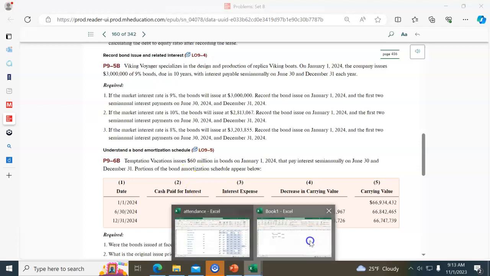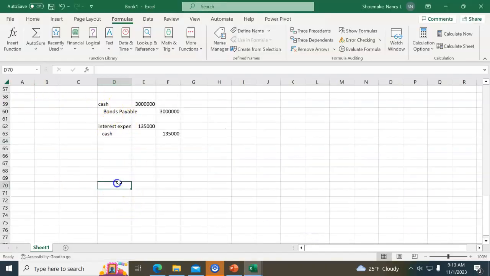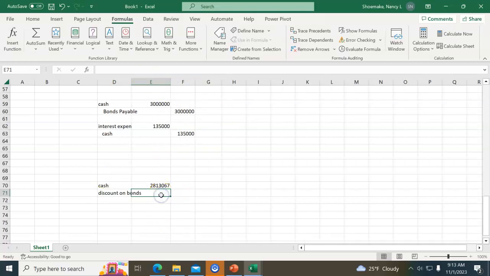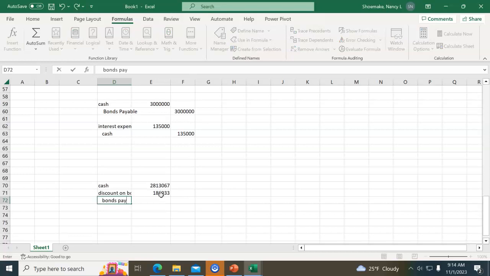So guys, what would be the journal entry to record it? Cash, 2 million, 813. And bonds payable? Did I do that right? Do you guys agree with that?